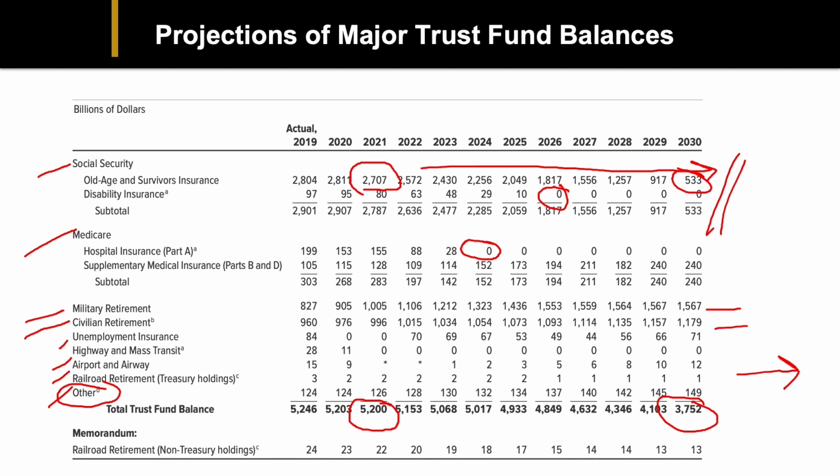And again, this is the aging population. And the aging population means that people become recipients of payouts from these trust funds and they stop working. They stop paying into it. So, of course, the trust fund balances decline.